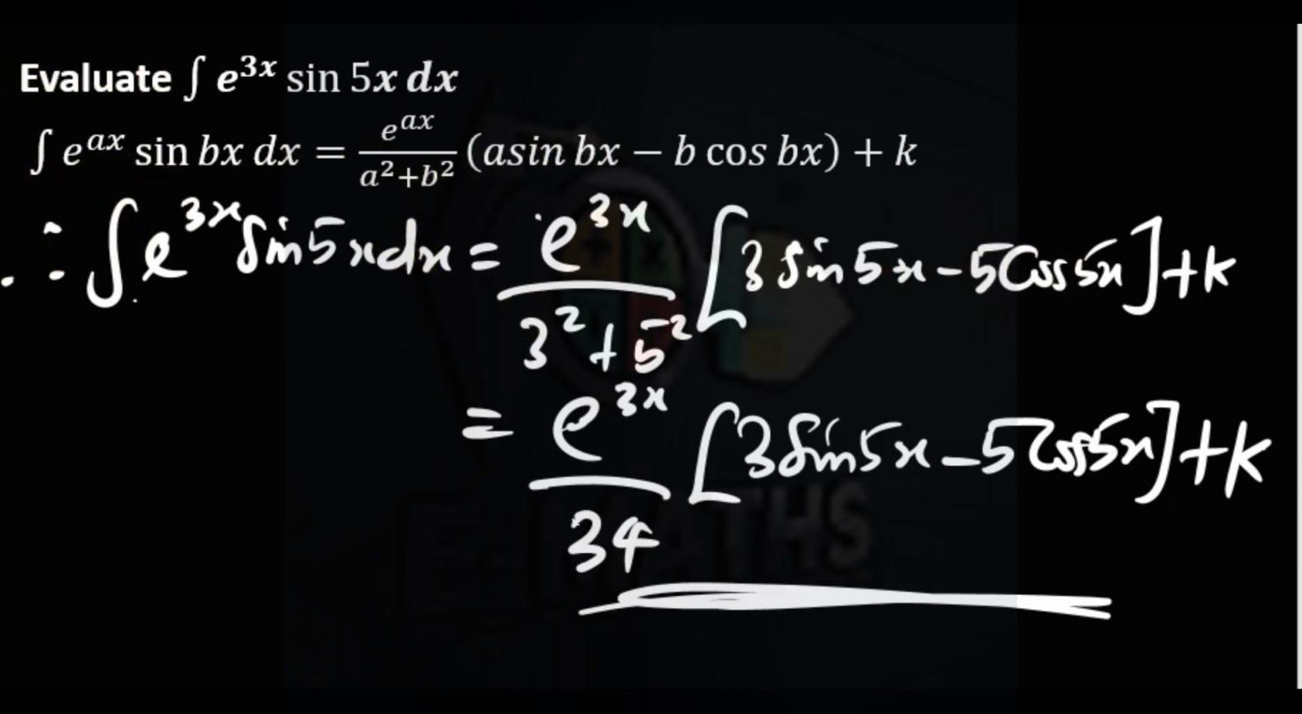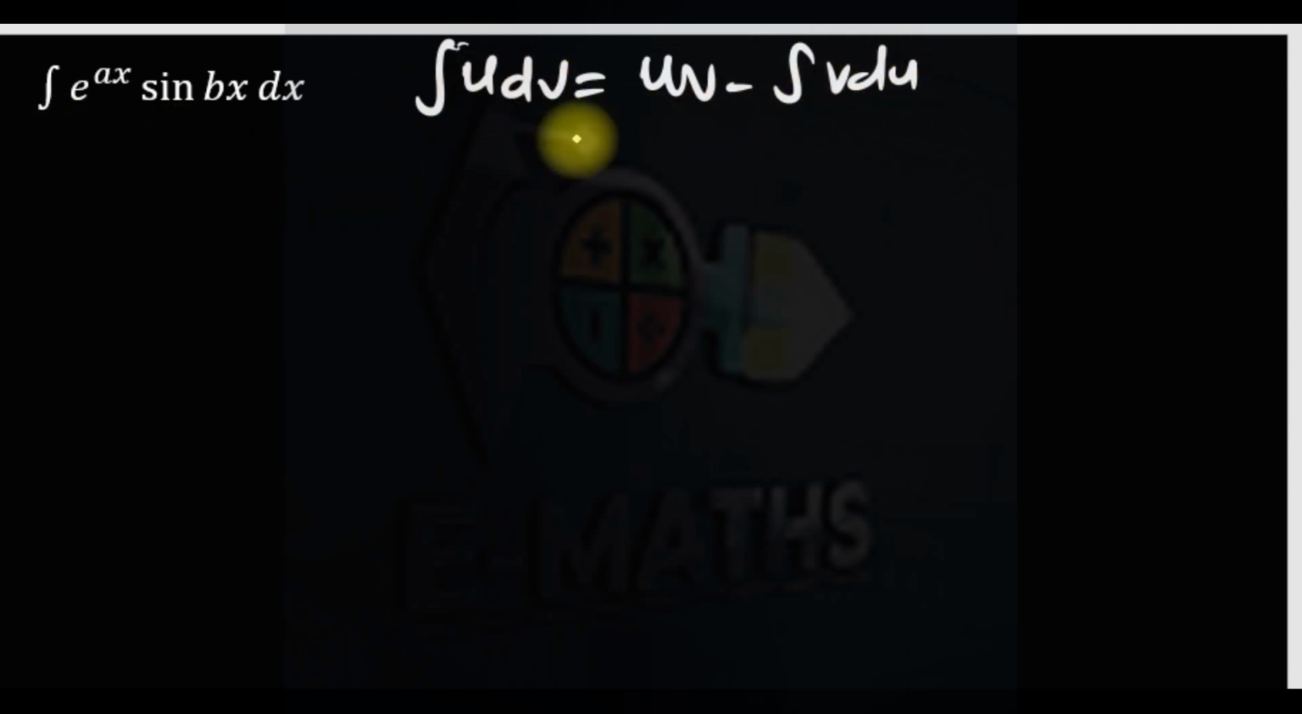So the next thing is, now let's prove why this is equal to that. From our integration by parts, if you remember, the integral of u dv is the same as uv minus the integral of v du. So the major problem is, which one is u? Because once one is u, the other one is dv. It depends on what we are given.